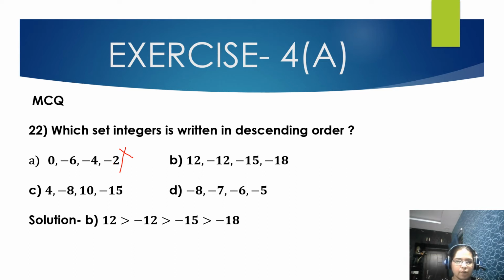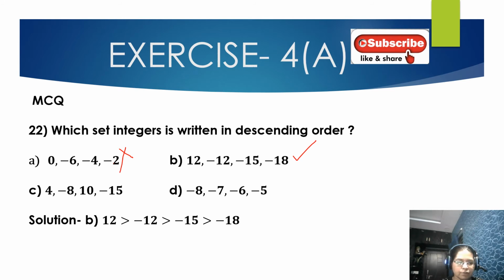Option B, 12, minus 12, minus 15, minus 18. Here the 12 is greatest integer, positive integer, and minus 18 is smallest negative integer. This is correct. This sets of integer is arranged in descending order, that is 12 is greater than minus 12 is greater than minus 15 is greater than minus 18. 12 is the greatest positive integer, then minus 12, then minus 15, then minus 18. Minus 18 is the smallest negative integer in the sets of integers. So this is correct.